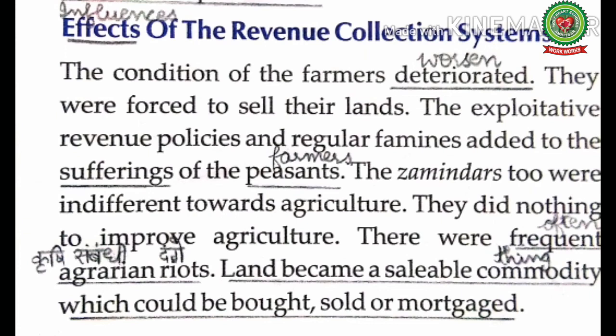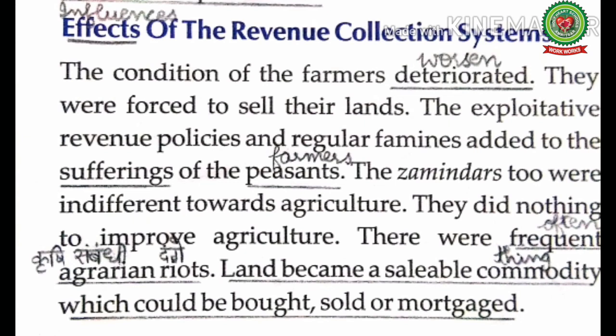Now let us read and discuss about the effects of the revenue collection systems. Effects means influences. The condition of the farmers deteriorated. They were forced to sell their lands. The exploitative revenue policies and regular famines added to the sufferings of the peasants.